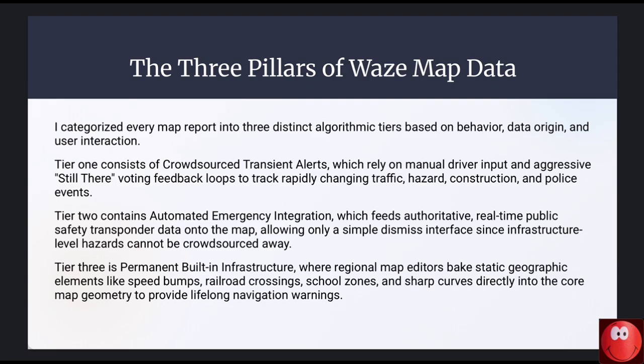Finally, we have permanent road structure. These features are permanently baked directly onto the map's geometry by local data partners and dedicated Waze map editors. We are talking about concrete infrastructure like striped curves, speed bumps, and railroad crossings, roundabouts, toll plazas, school zones, and fixed speed cameras. Because a set of train tracks or a speed bump isn't going to suddenly pack up and drive away, Waze never asks if it's still there, giving you a permanent safety heads up with a simple close button to clear the alert banner.